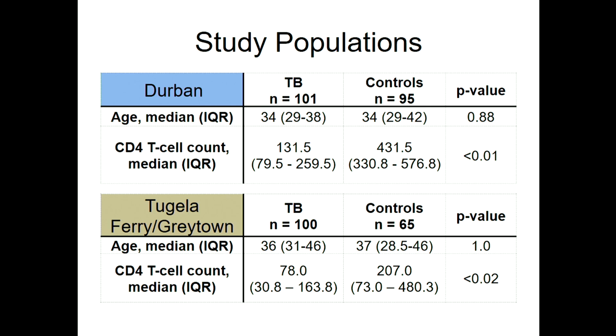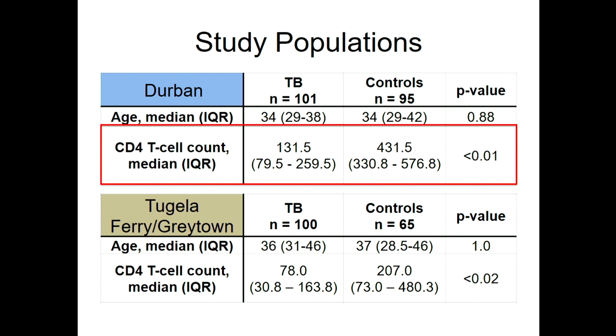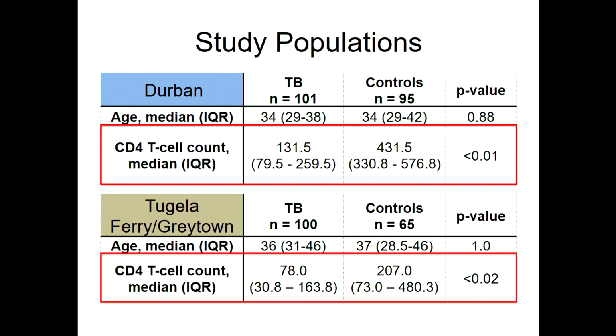So our study populations were Durban, which was a more urban population, as well as Tugela Ferry and Greytown, which was a more rural population. And I'll just highlight the fact that, demographically, the active TB groups and the control groups were not significantly different, except for their CD4 T cell count. In the active TB group, it was significantly lower than the control group, both in the Durban population, as well as the Tugela Ferry and Greytown populations.